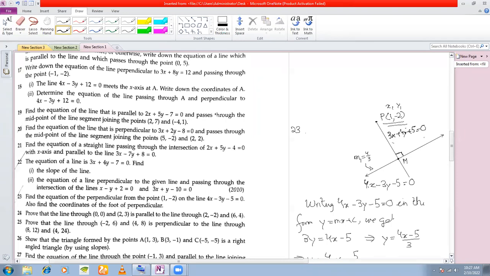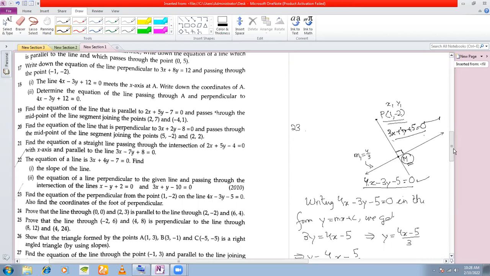Now the second part of the question states you need to find out the coordinates of the foot of the perpendicular. Now M is the foot of the perpendicular, right? M is the point of intersection of this line and this line. And how do you find out the point of intersection of two lines? By solving the two equations simultaneously. If I solve this equation and this equation simultaneously, I will get the coordinates of M. Let's solve these two equations.